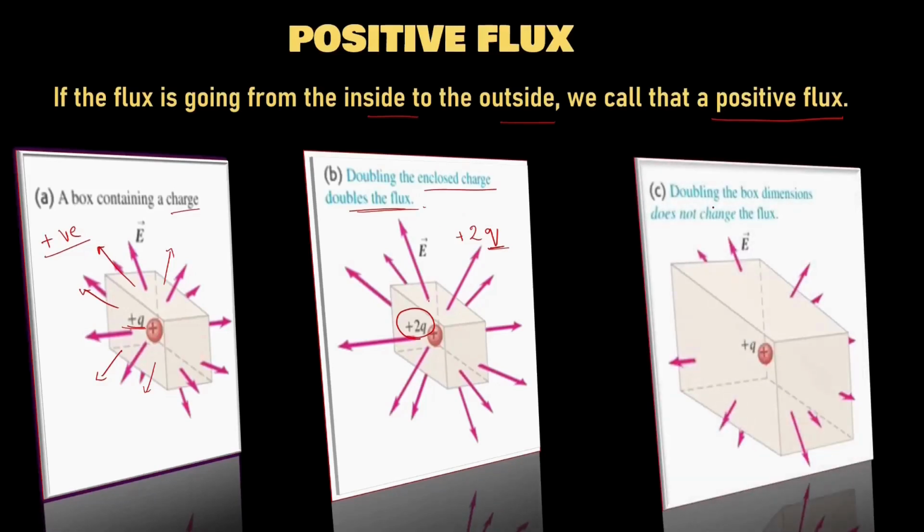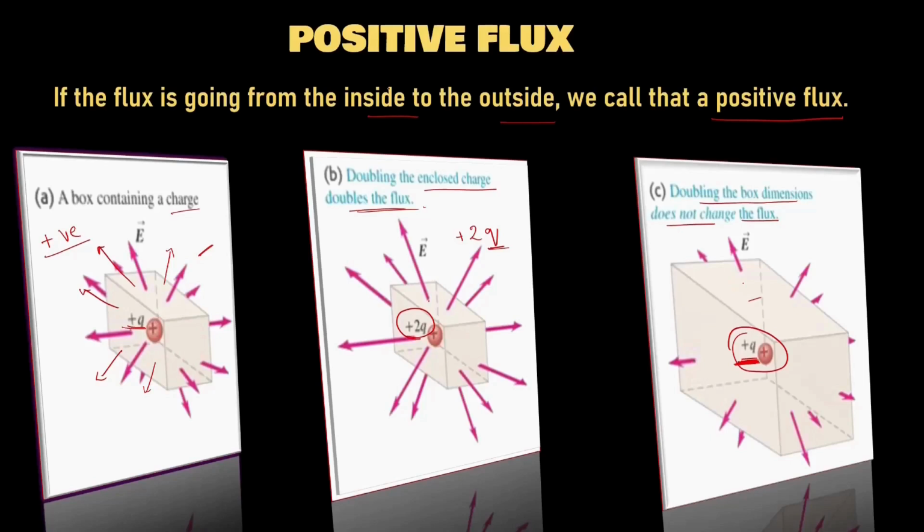Now let us see another figure. Doubling the box dimensions does not change the flux. In another situation, if we double the dimensions of the box but keep the same amount of charge, that is the plus q inside the box, the field lines that are associated with this plus q charge will remain the same as in the first case. So there will be no change in the flux although we have changed the dimensions. So it is independent of the dimensions of the box. It just depends on the magnitude of the charge which is present inside the box.